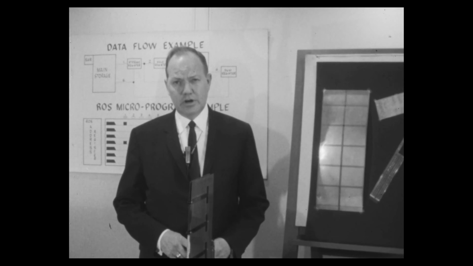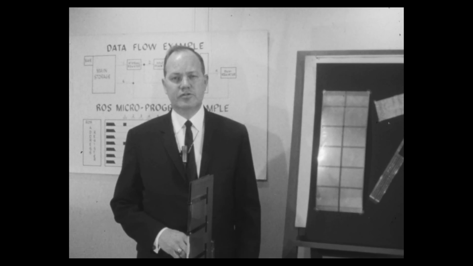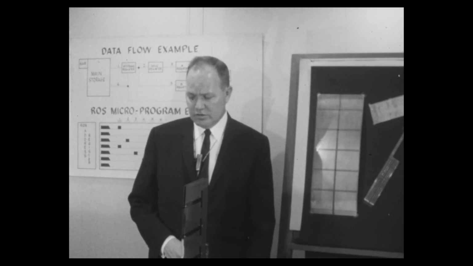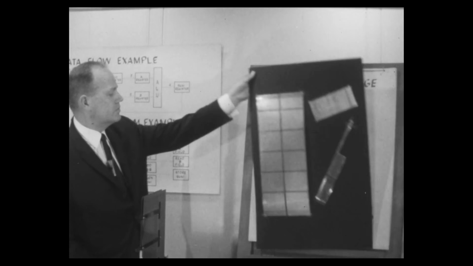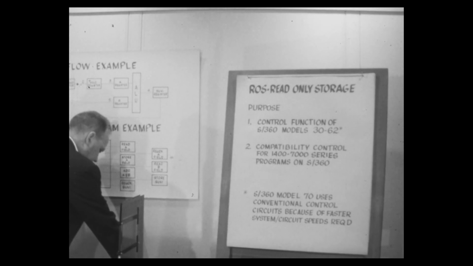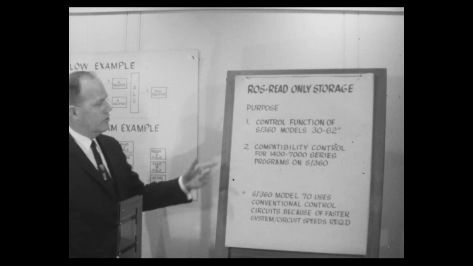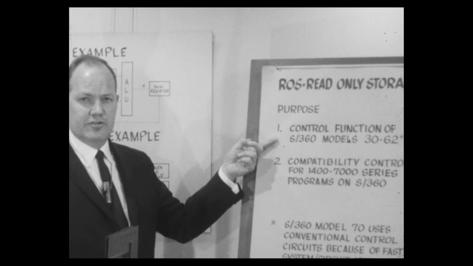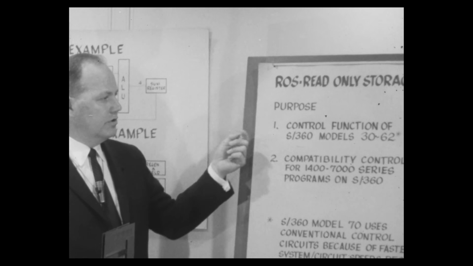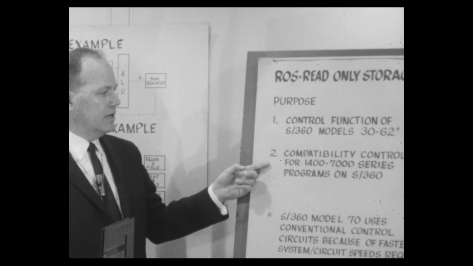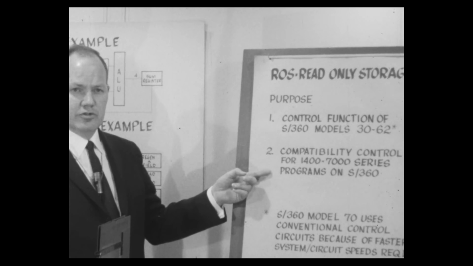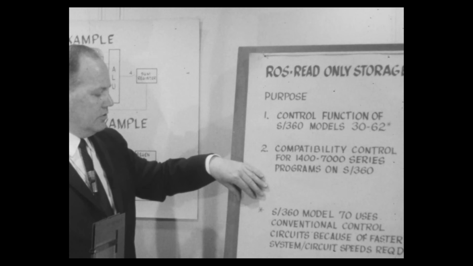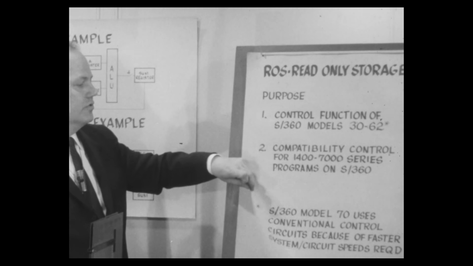Now, I would like to go on to a few definitions and then give you some significant advantages of System 360 and read-only storage. Again, by way of very brief summary, the primary purpose is the control of a system, in this case, any of the models 30 through 62. Secondly, it does allow us to interpret an instruction set for another machine, and as we have specified, those that have been announced as compatibility features.